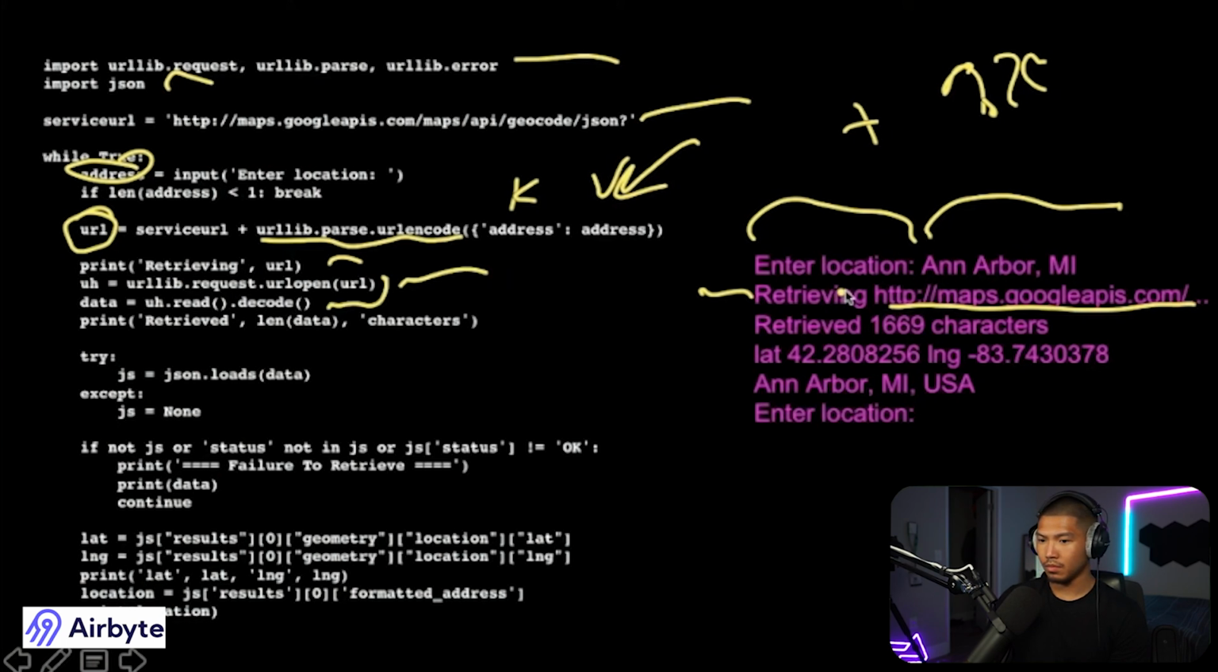So these two things: hit this URL, decode it, and then we retrieved 1669 characters. Because we decoded it, data is a string now. That read is bytes, and data is a string. So we read that many characters, 1669, and then we're going to take this data and parse it with JSON, and we might get bad data here. It might blow up, but it might work. And in this case, it works.